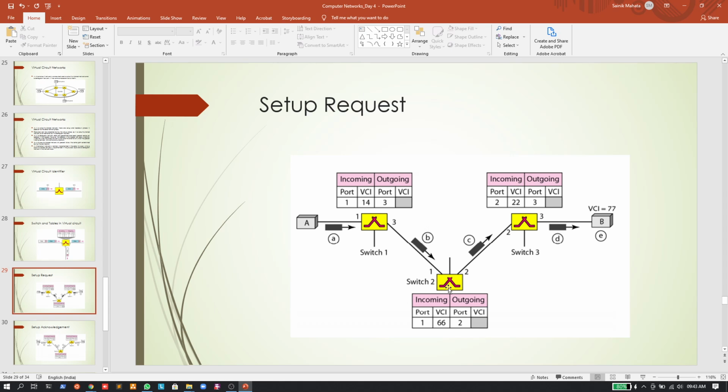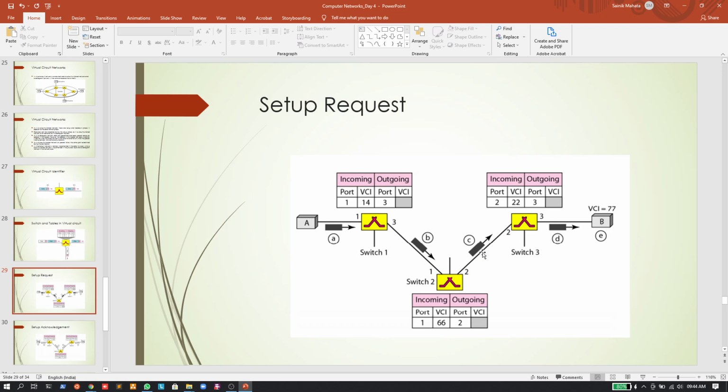Again, from port number 3, if B goes to switch number 2, so B is the packet, and suppose it goes to switch number 2. In the incoming port we can see that it is incoming from port number 1, and the VCI is 66. Now how do we calculate this? We will see later. Again, from port number 2 we can see that C is outgoing, so in the routing table of switch number 2, on the outgoing side it is port number 2 and the VCI is missing. We will calculate the VCI later.